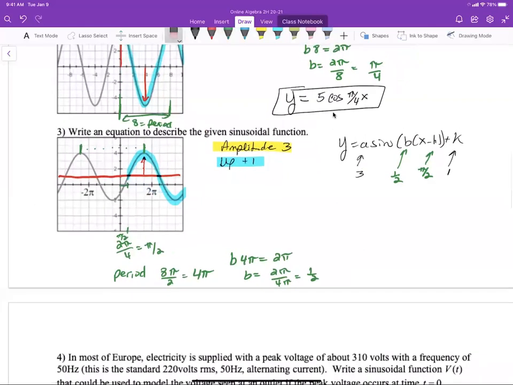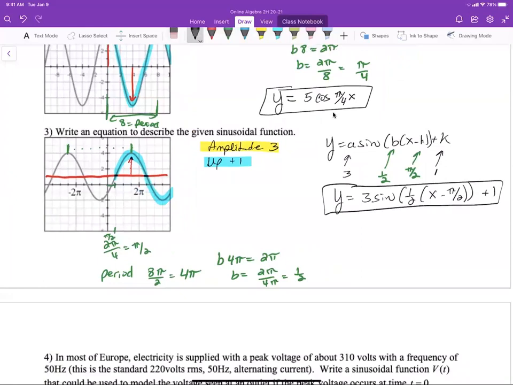Now I can write my equation. So y equals 3 sine of 1/2 times (x minus pi over 2) plus, what did we find k to be? 1.